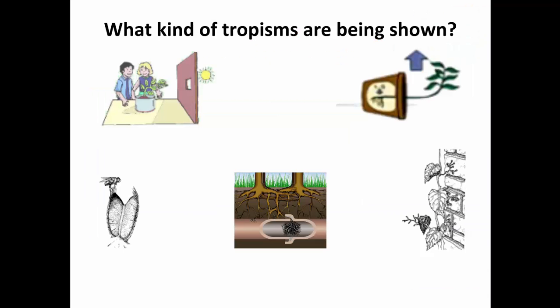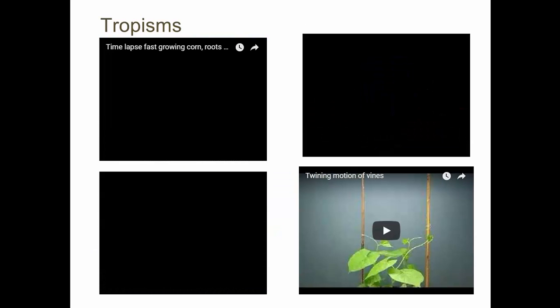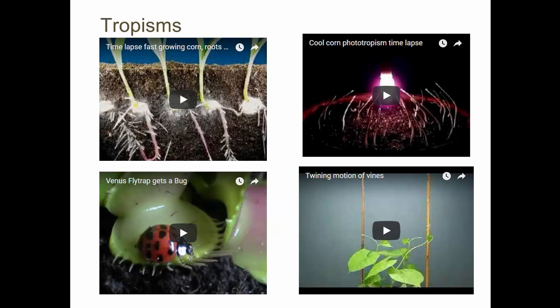So you could grow plants and they'll grow towards sunlight, gravity, thigmo, growing towards a water source, growing in response to contact with something. So, yeah, there are some neat videos here. They're all time-lapse, obviously, or most of them are time-lapse, because this happens relatively slowly.